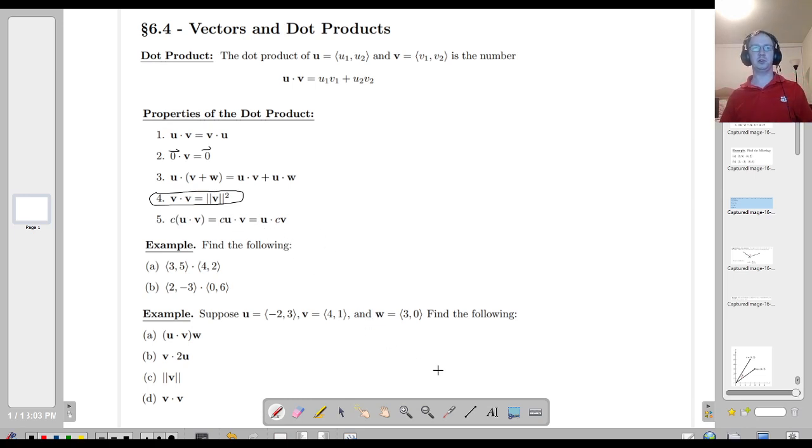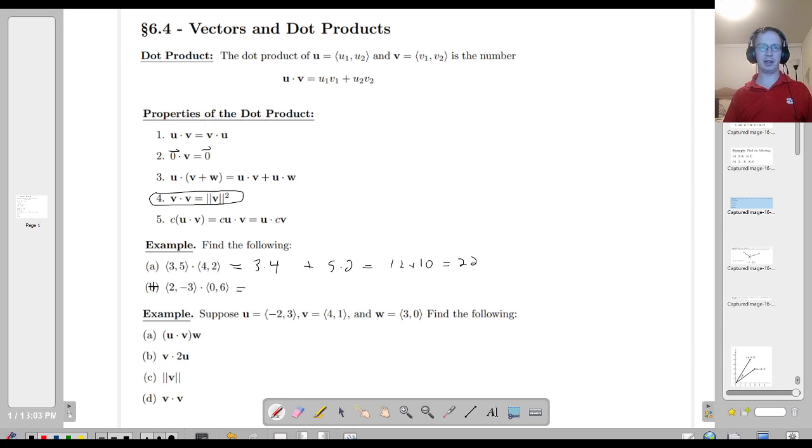Okay, so let's do a few examples of this. So just some basic dot product calculation. I'm going to take the x components and multiply them together. So that's 3 times 4. And I'm going to take the y components and multiply them together. That's 5 times 2. So 12 plus 10, I'm getting 22.